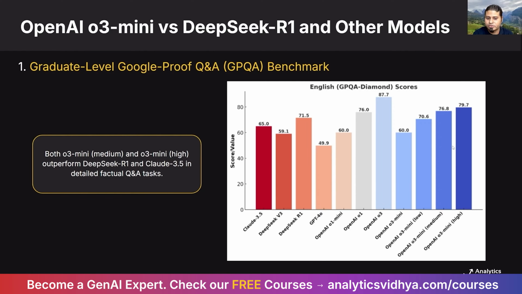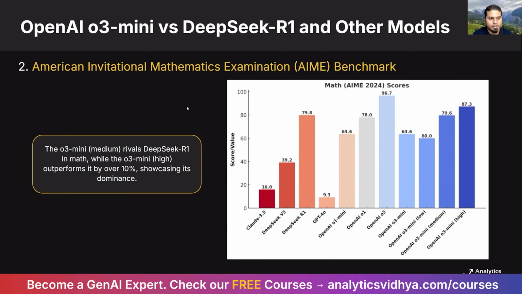That is a pretty interesting aspect: OpenAI's o3 is the full-fledged model, but even the mini model, which is what they have released and what we are focusing on right now, the medium and the high levels, are performing way better than models like DeepSeek R1, which was released recently, and also Claude 3.5.